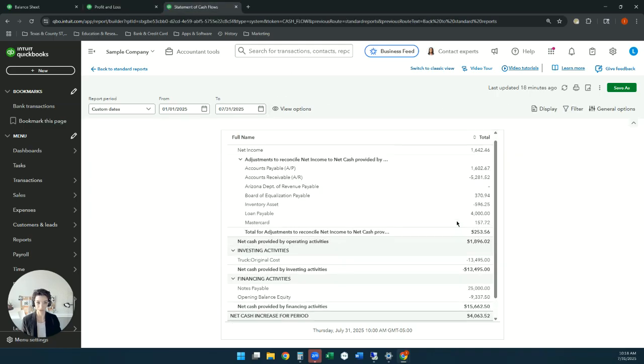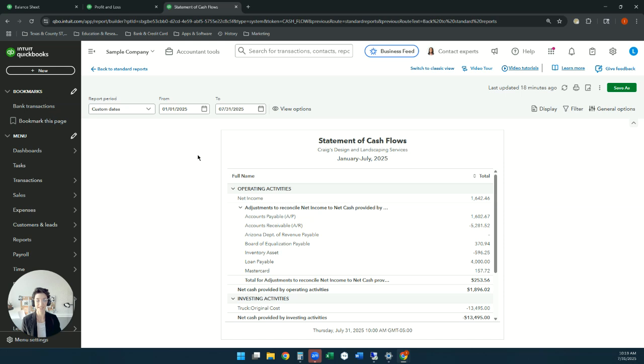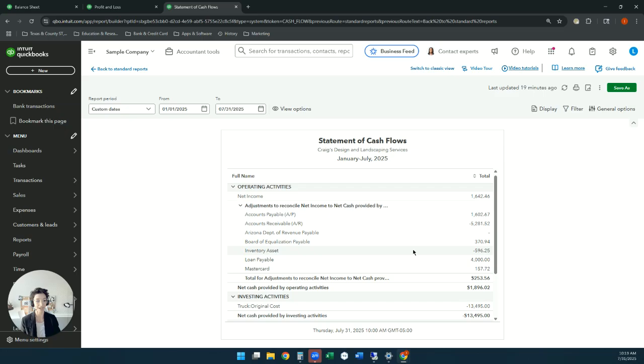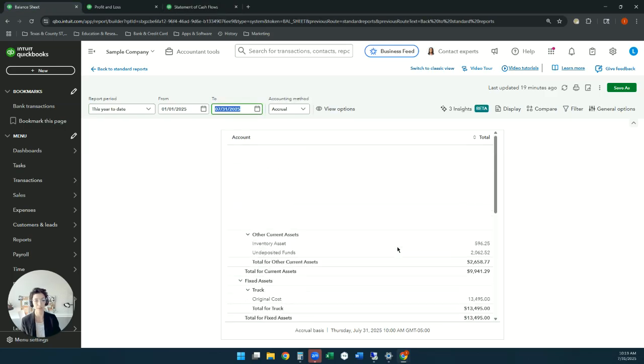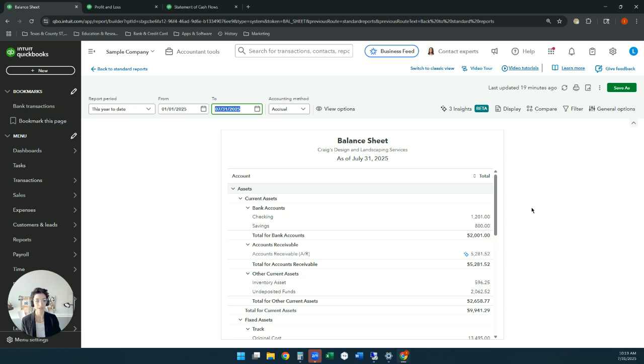So, the cash flow is a summary that shows all areas of cash flow, all money in and all money out. And the total of your cash flow at the bottom, cash at the end of the period, should match your total cash balance at the end of the reporting period. So let's see if it does. So this report shows $4,063.52. So let's go back to our balance sheet where it showed our bank accounts, and let's take a look.